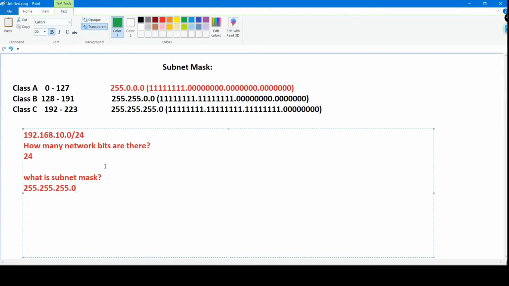So to calculate the network ID, devices will convert both the IP address and the subnet mask into binary, and then they will perform an AND operation. So can anyone tell me what the binary of 192 will be? Yes, 128 plus 64, correct. What will be the binary of 168?